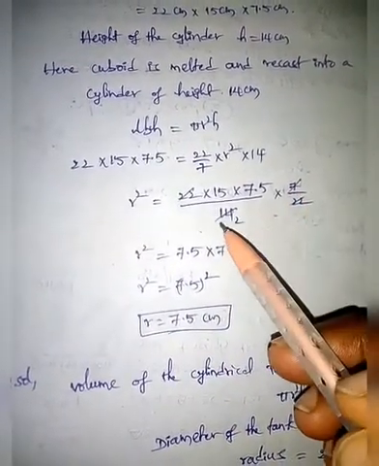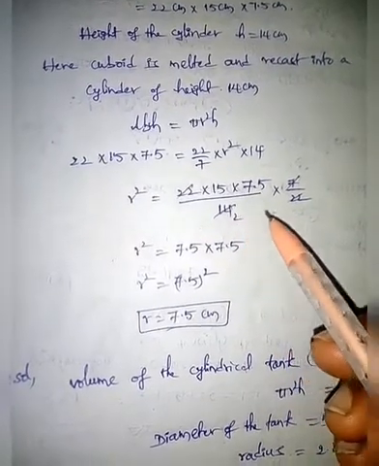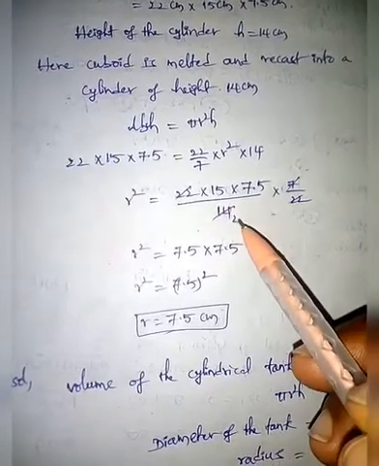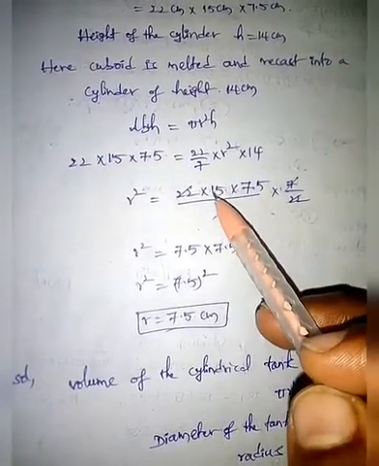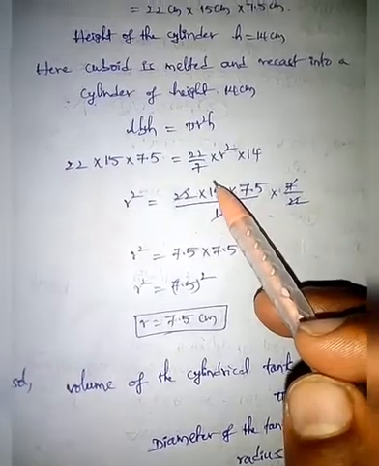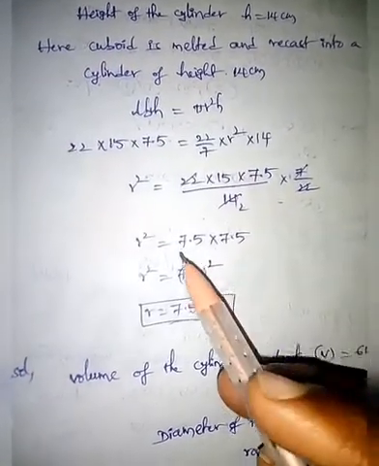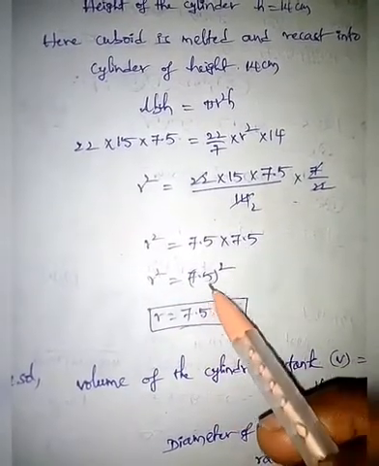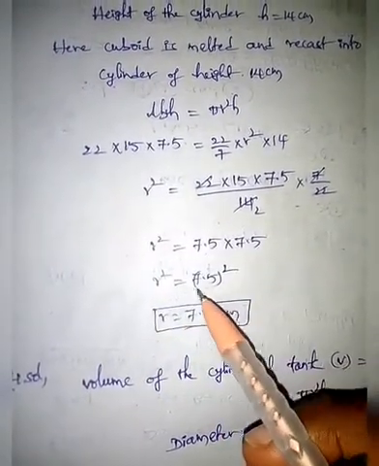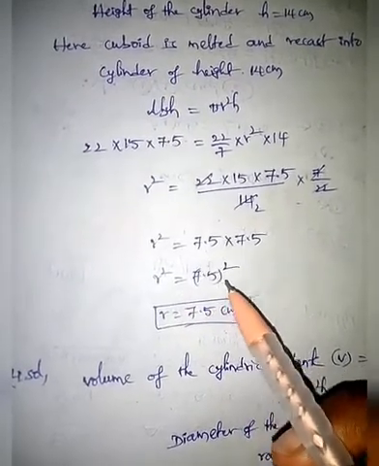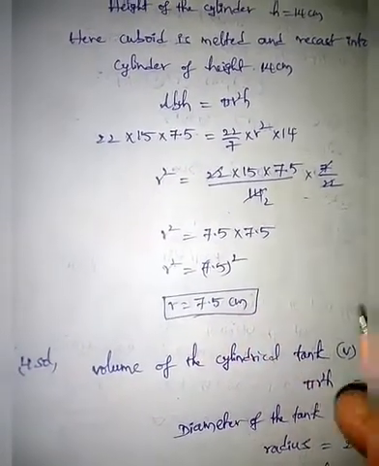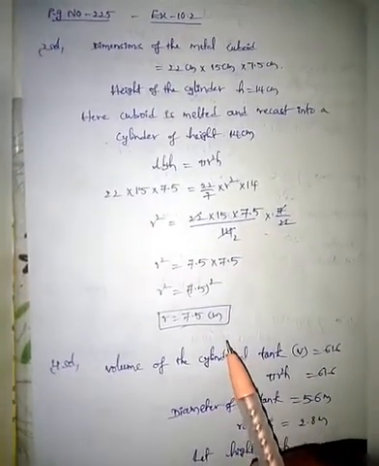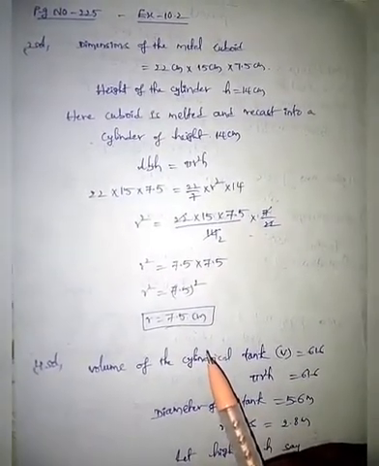7 gets cancelled, 14 is 2 times 7, and 22 gets cancelled, so the values are 15 into 7.5 by 2. So here 2 also gets cancelled, 15 is 2 times 7.5, so that is 7.5 into 7.5. So r square equal to 7.5 whole square. Here the square gets cancelled because square values lie on either side of the equation. That's why r equal to 7.5 cm. That means the radius of the cylinder is 7.5 centimeters. So this is the solution for the third one.